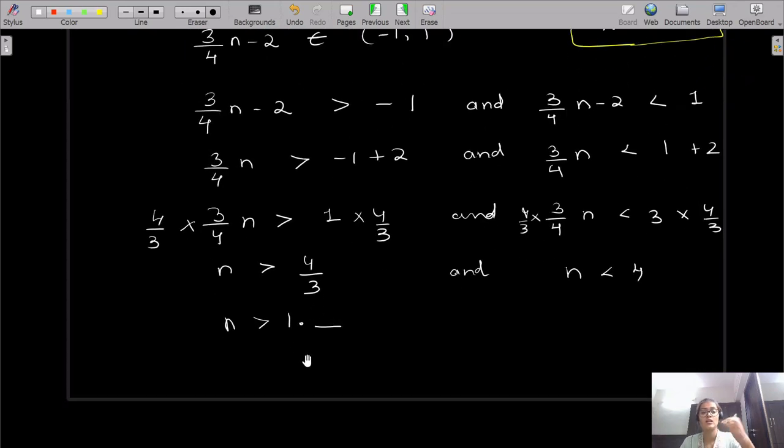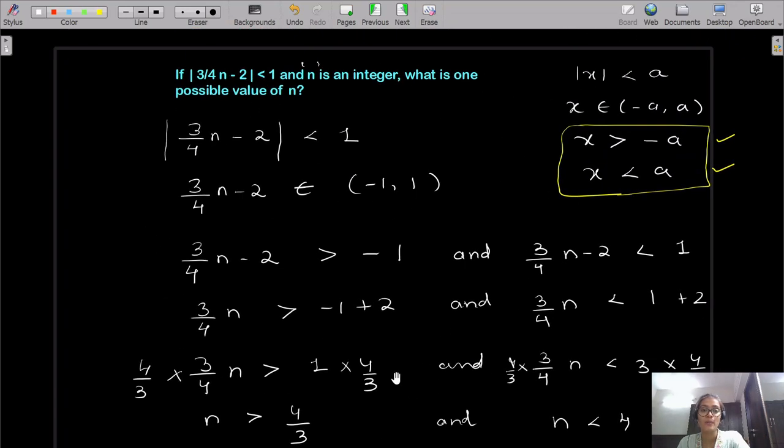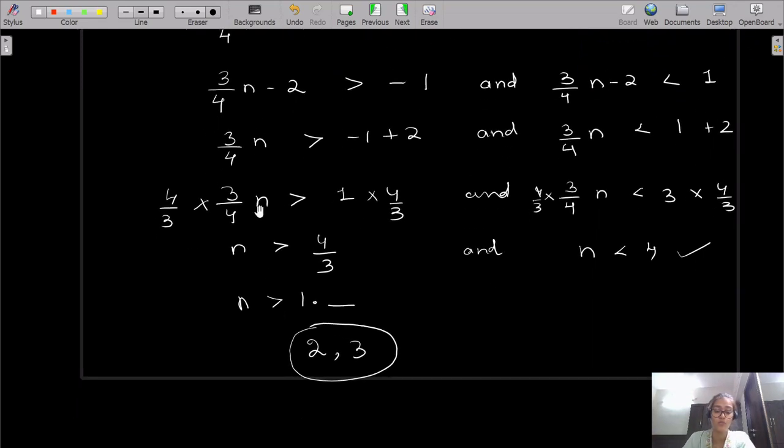So we want those values of n which are definitely greater than 1. And since it's an integer, it cannot be 1, it has to be greater than 1, and the next integer after 1 is 2. Then we have 3. And we cannot have 4 because from this inequality we get n is less than 4. So the solution is 2 and 3. They are asking about one possible value of n, one possible value is 2, or it can be 3 as well.